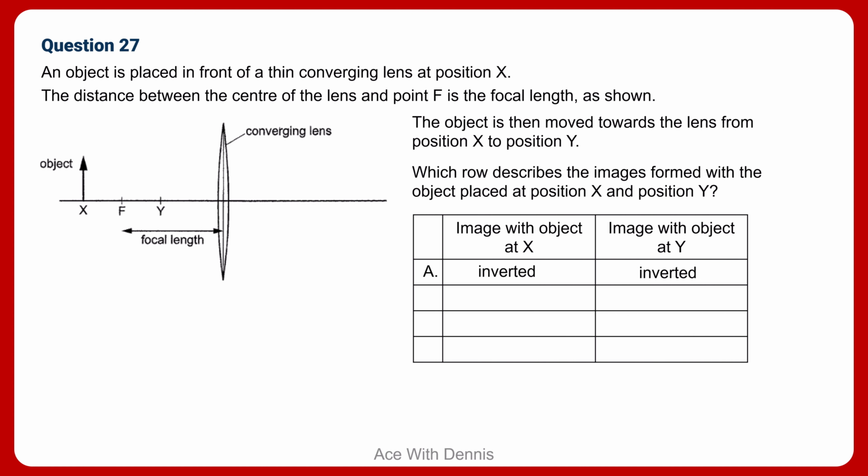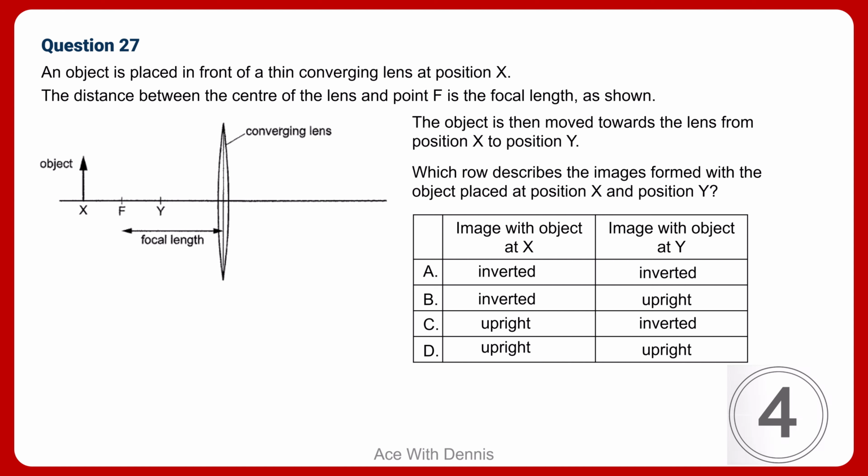So is it option A, image with object at X is inverted, image with object at Y is inverted, or B, inverted, upright, or C, upright, inverted, or D, upright, upright? The answer is B. Image with object at X is inverted and image with object at Y is upright.